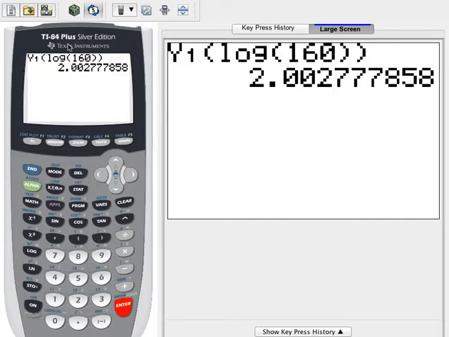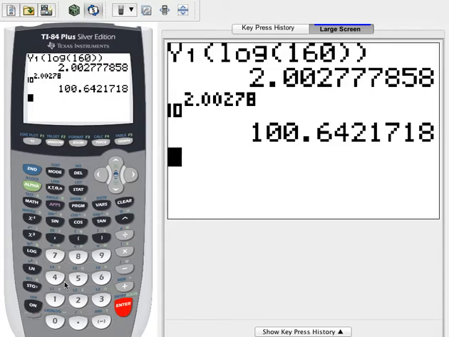So we put the log of x in, the output is log of y. If we want the predicted y value, we have to unlog this. So we go second log to get 10 to the power, and then we type in the value that we got when we used our regression equation. When we unlog it, we get 100.64. That's the predicted pressure at 160 meters.